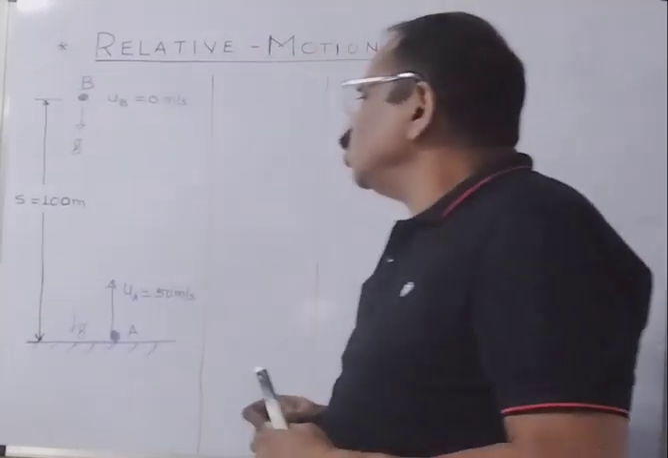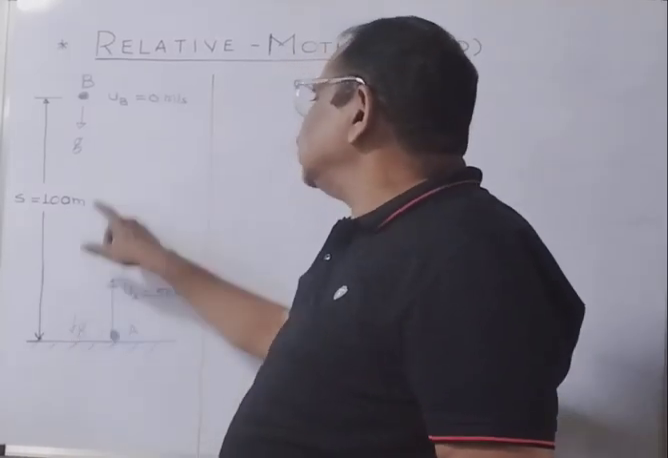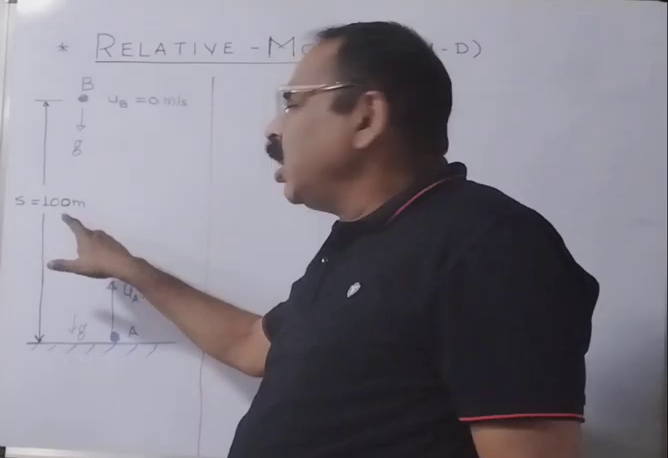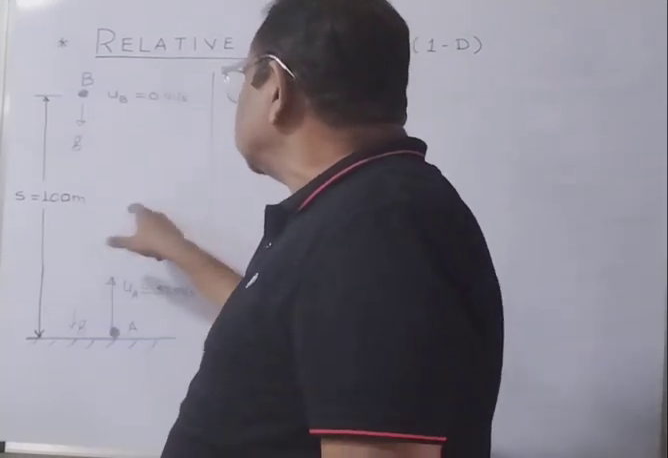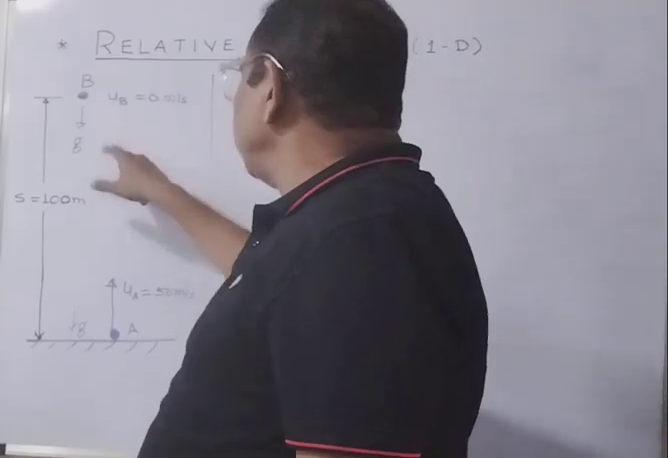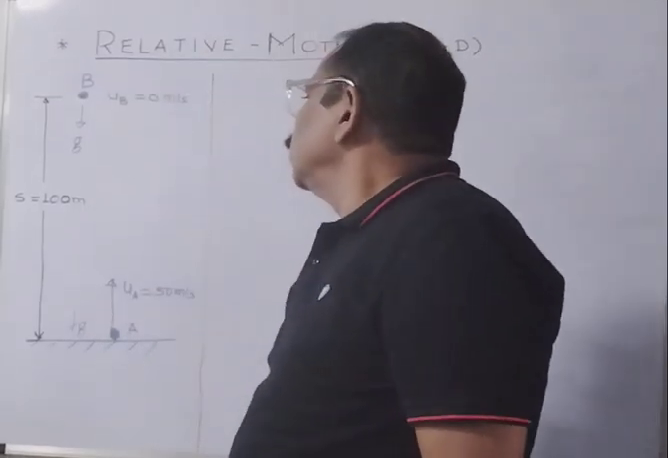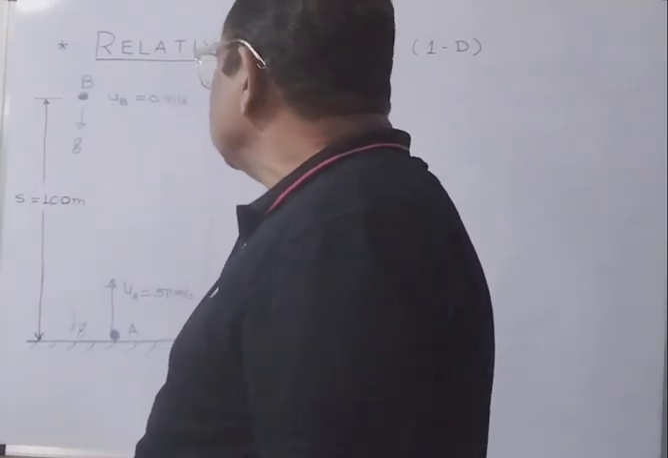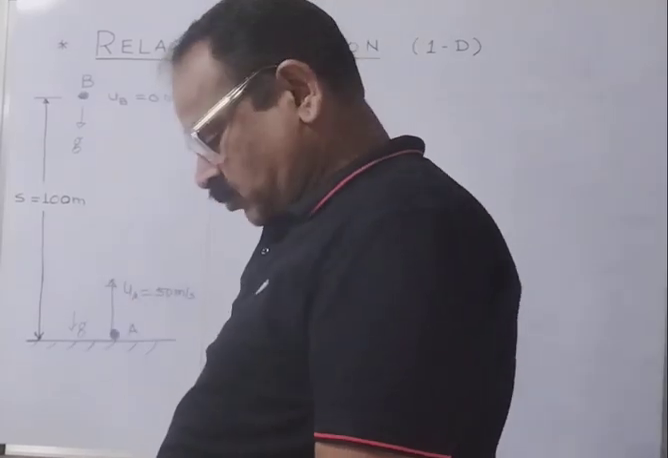The question is asking you that from the ground at what distance both will cross each other. Here I am not drawing A and B along the same line. That's why we don't discuss the collision of A and B. They are on parallel lines. And we need to find the time of crossing and the distance from the ground.